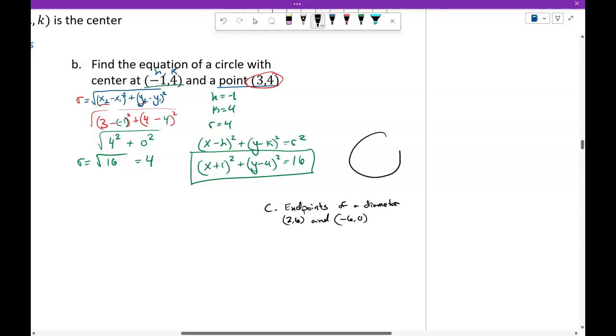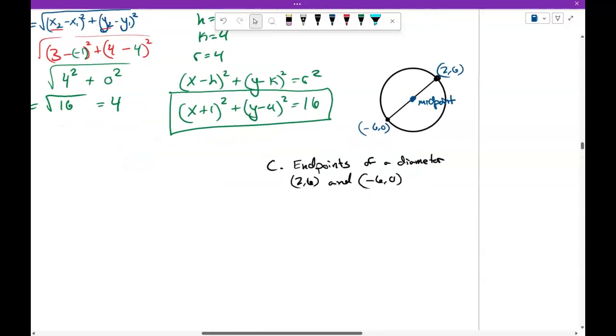So we have a circle and we have some endpoints of a diameter. So it's going through the center of the circle somewhere, and we have these two endpoints. One of them is (-6, 0), and the other is (2, 6). And so we need to figure out how to find the center and the radius. Well, first thing to consider is that the center is going to be the midpoint of any diameter going through the circle. And so we can use our midpoint formula in order to find where our center is located.